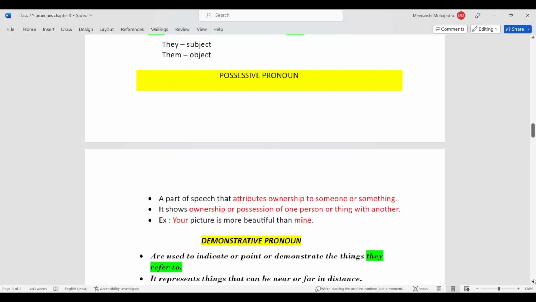So now what are we doing here, children? We are comparing two pictures. One is your picture and one is my picture. So for that, the pronouns which are used are in: your picture is more beautiful than mine. So here the possessive pronouns are your and mine.